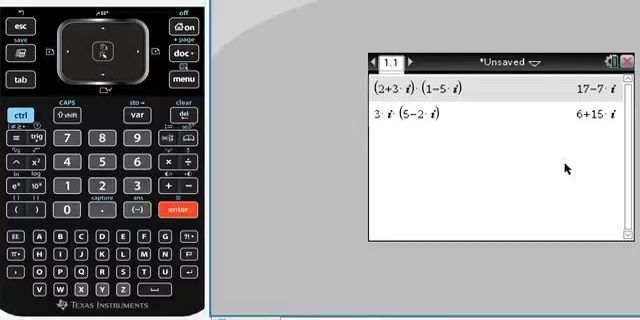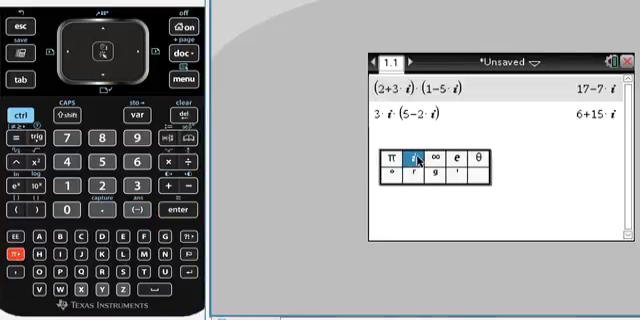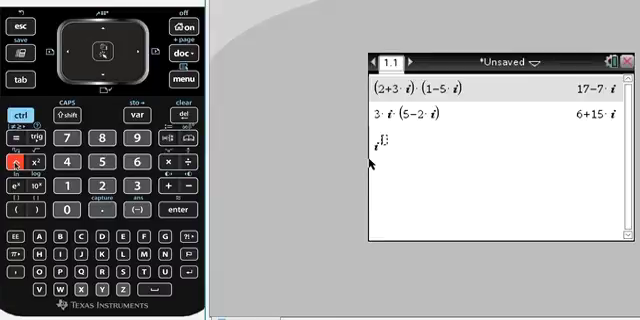And again, you can see you get 6 plus 15i, which is what we got when we did the work by hand. And the last one was a power of i, and this was i to the power of 3. So find your i in your pi menu, then power with your little hat, and then 3. And you can see that it even simplifies it for you, so it recognizes that i squared is negative 1 and uses that identity to simplify your answer down to negative i.